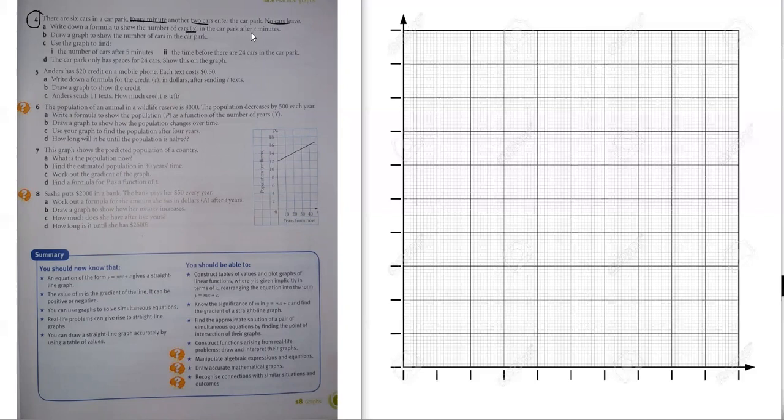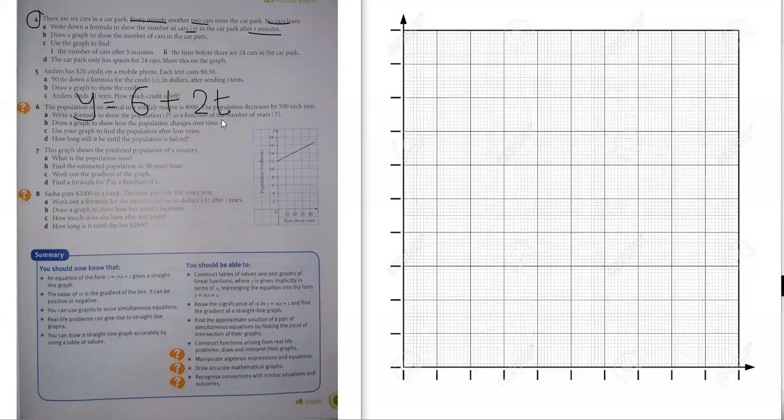And after t minutes, your equation will start with y, which is the number of cars. y equals, because originally you have 6, right? So you start with 6. After that, every 1 minute, 2 cars enter. So you need to plus, right? Plus 2 times t minutes. So t basically will be the minutes.